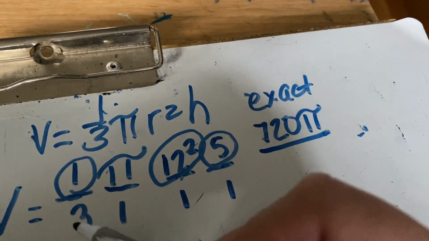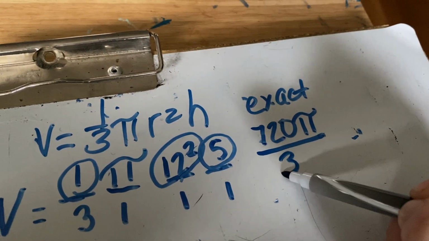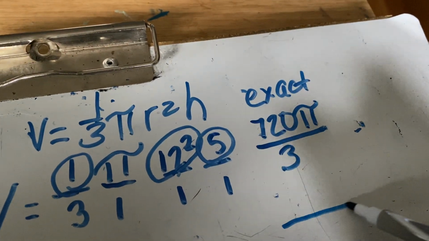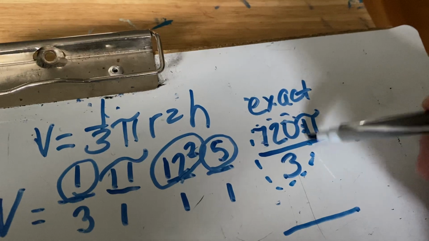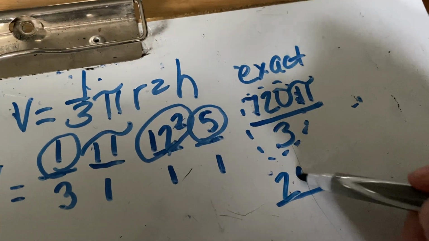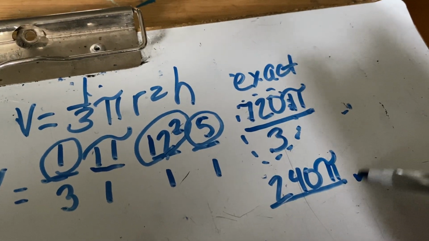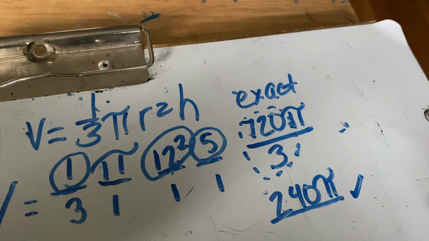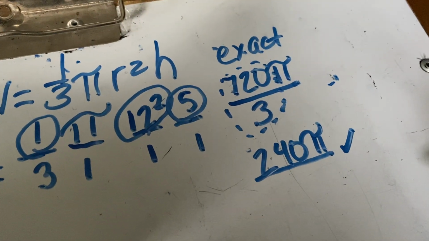Absolutely not. Now we bring here, 3 times 1 times 1 is 3. Now we are not done. Okay, this is saying 720 divided by 3. That is what you're going to do, which is 240. And don't forget to bring down the pi. Now this is for an exact answer. Okay, the other example says rounded to the nearest tenth.